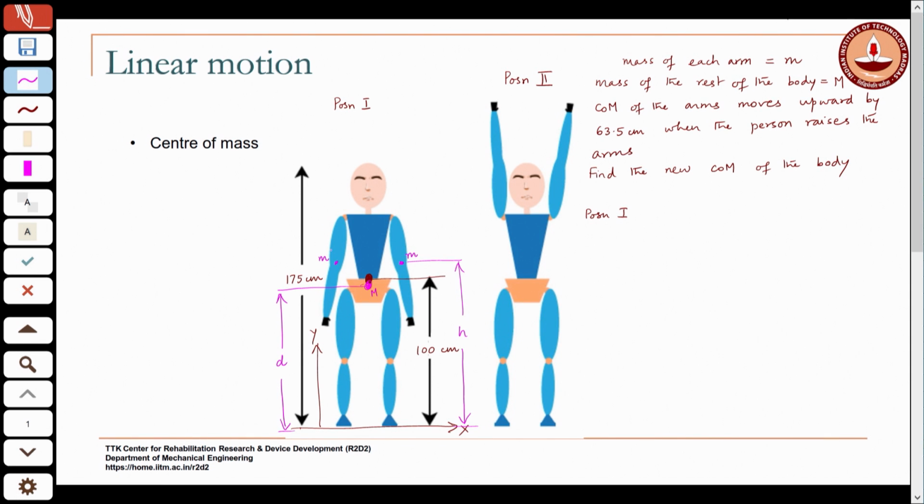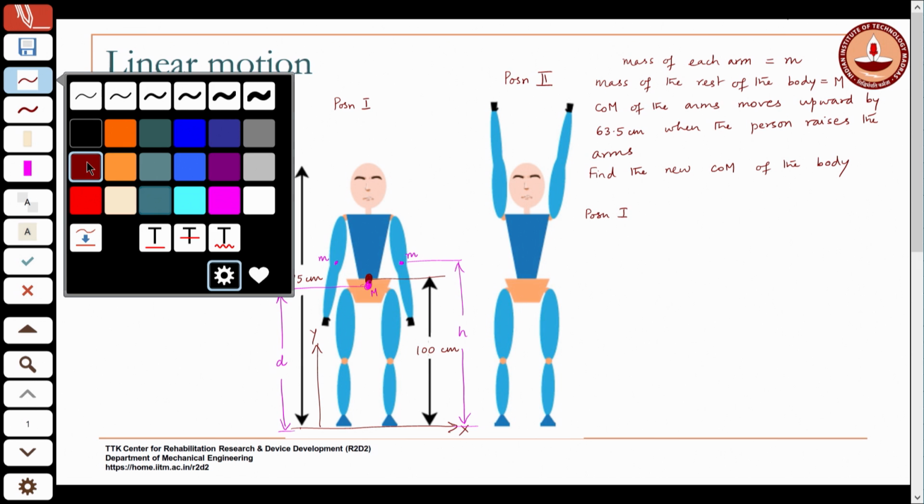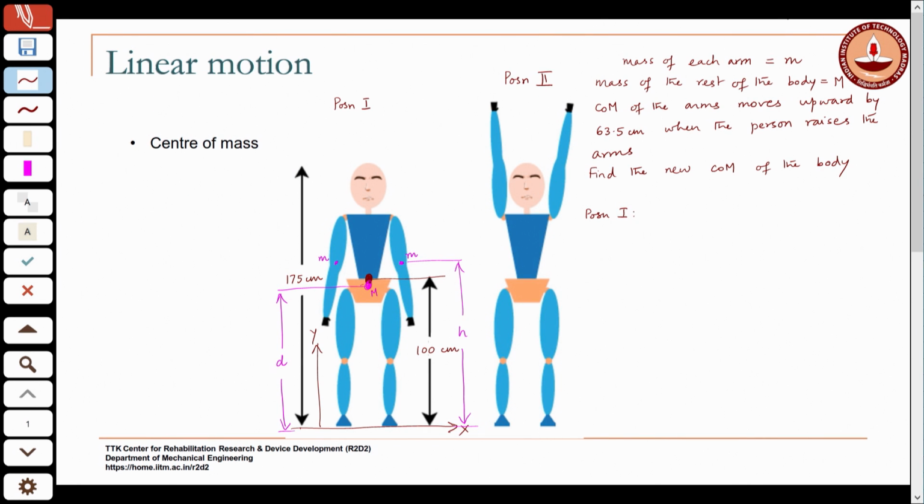So, in position 1, I can write it as M plus 2m, that is the total mass of the body, times 100, that is the location of the total center of mass, equals capital M times d plus 2m times h.